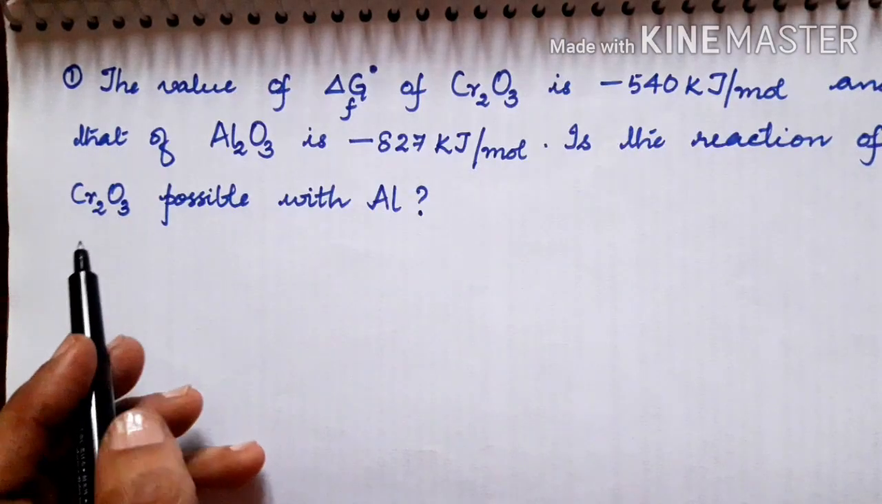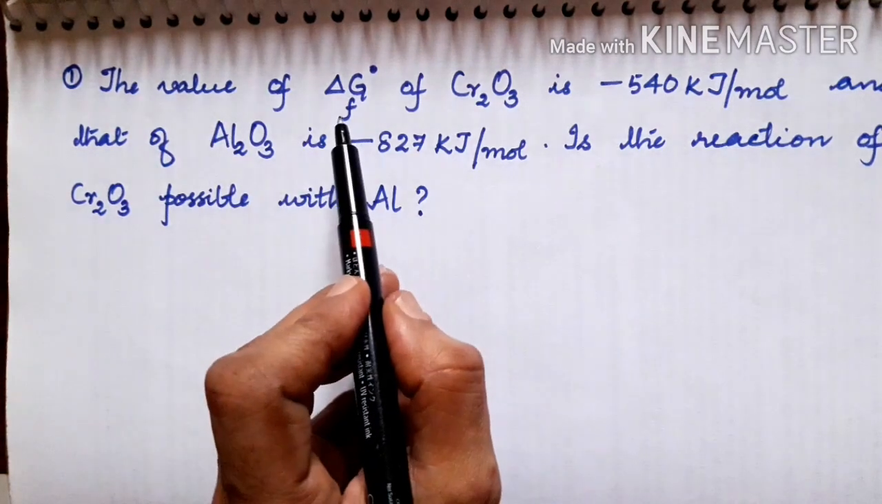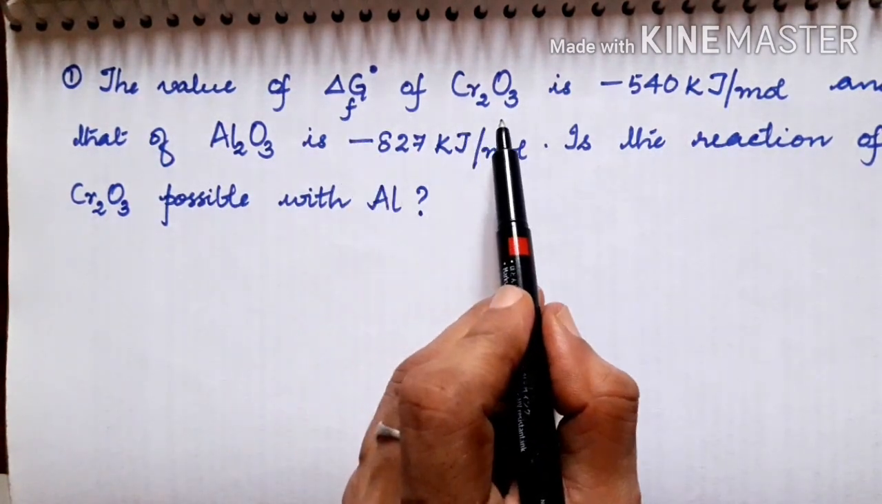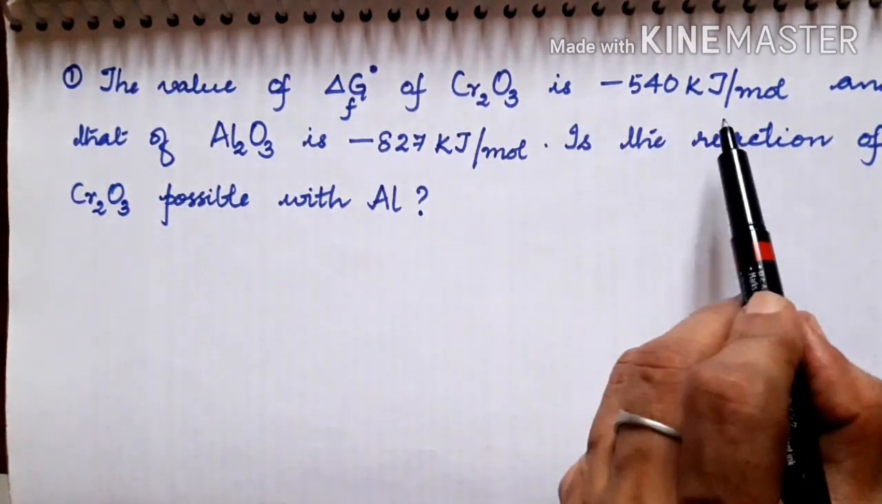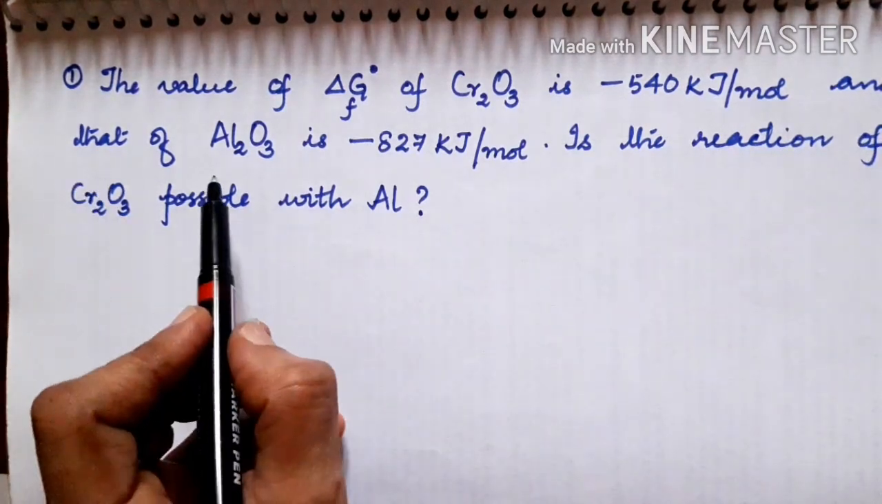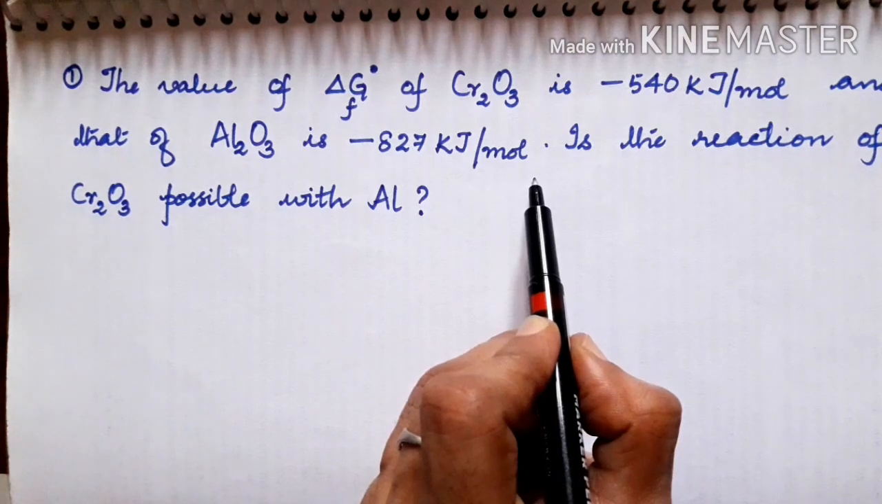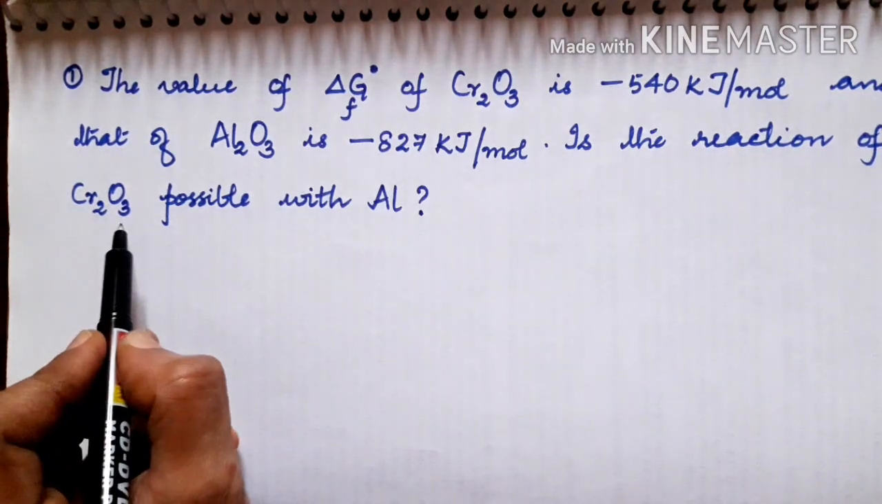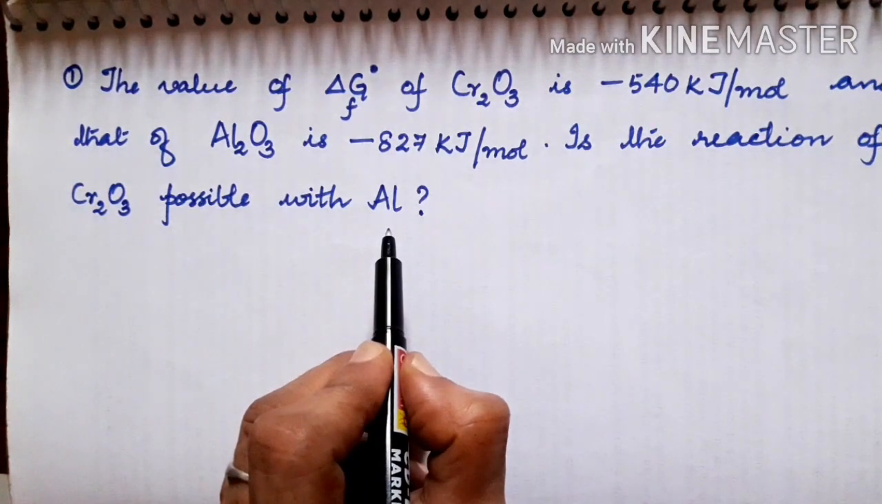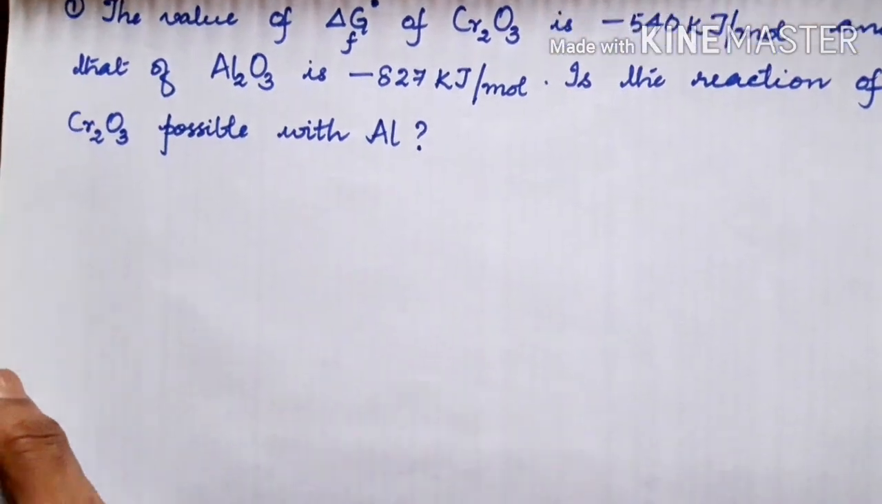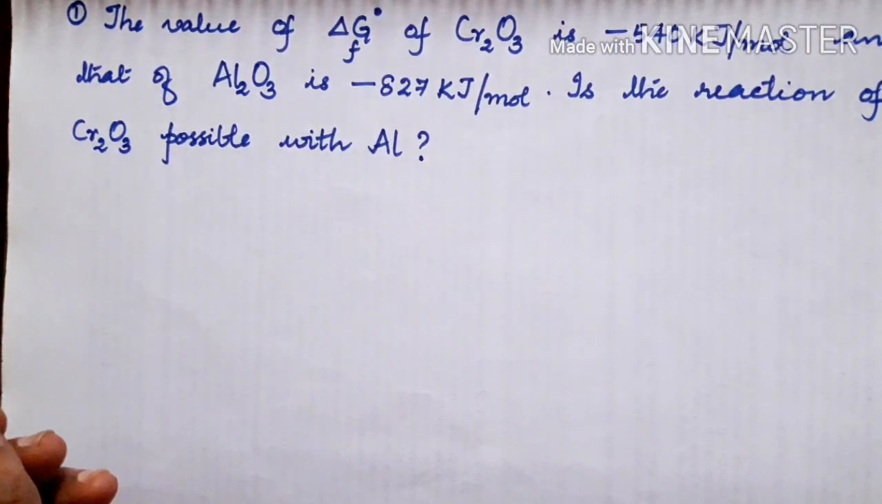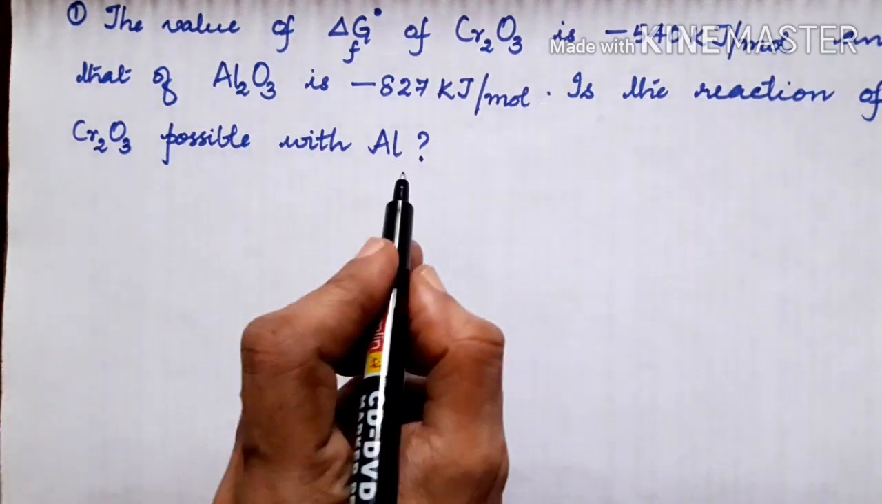You are given the question. The value of delta G0 formation of Cr2O3 is negative 540 kilojoules per mole, and that of aluminum oxide is negative 827 kilojoules per mole. Is the reaction of Cr2O3 possible with aluminum? We'll check the question and we will write it in the equation form.